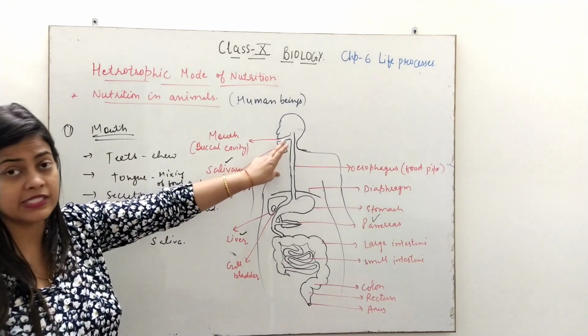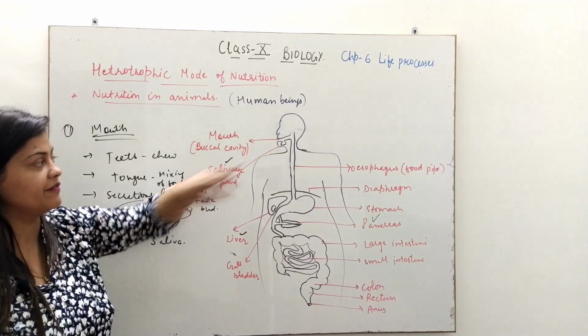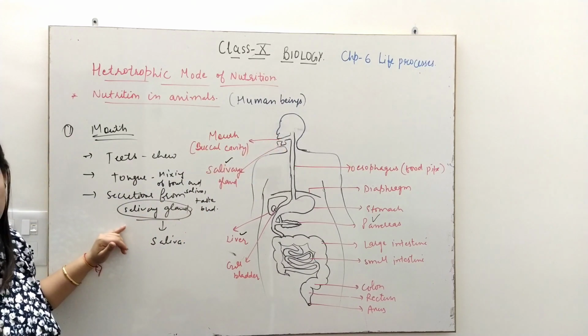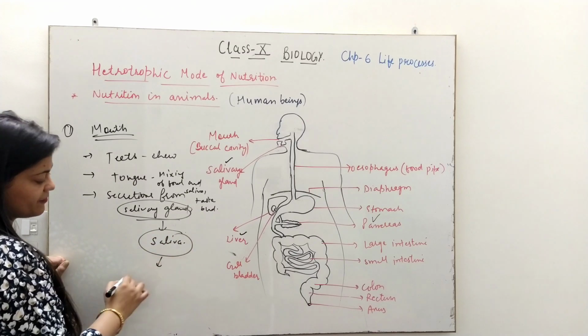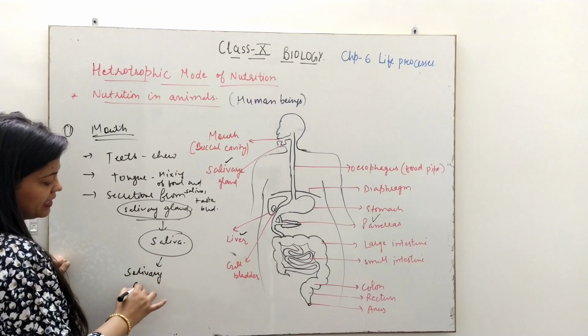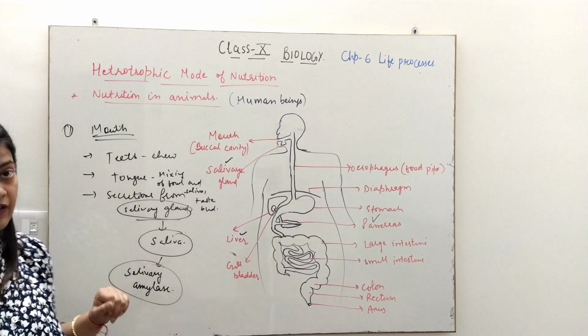So the salivary gland, you can see here, is present just below our mouth, our buccal cavity, and secretes inside the buccal cavity. The secretion from the salivary gland is called saliva. Now saliva has a specific enzyme, that is salivary amylase. So this is the main enzyme present in the saliva.